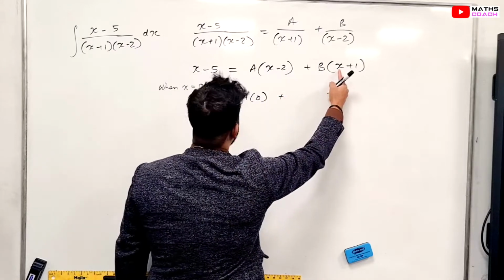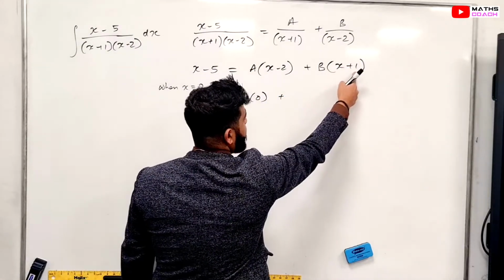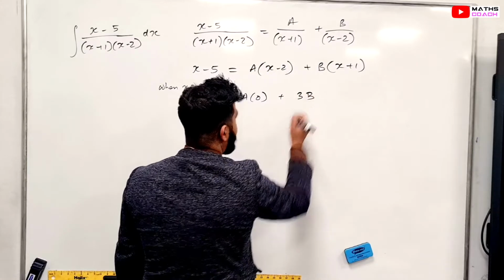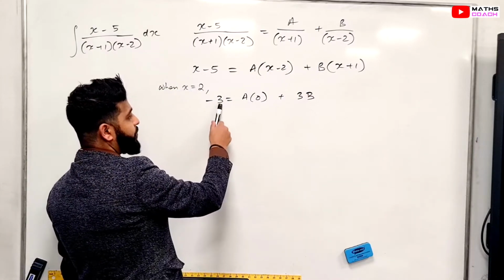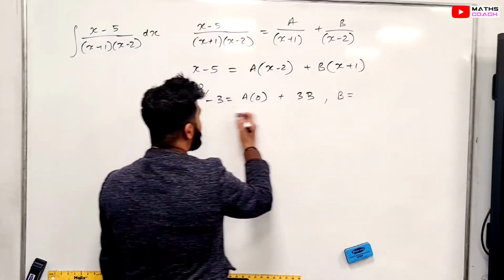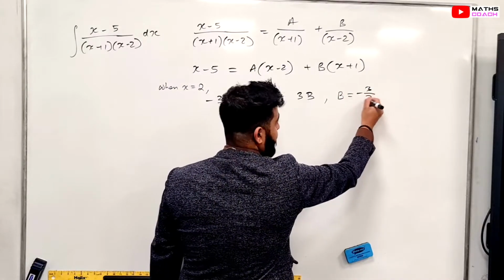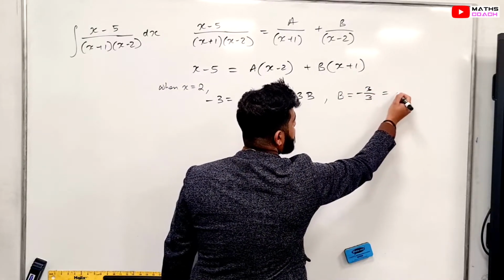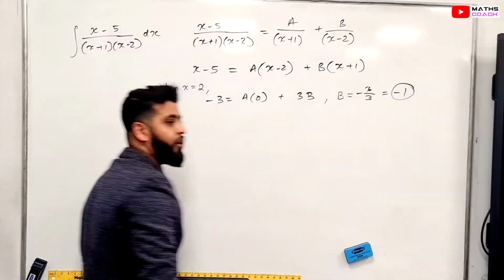What happens here? We have 2 for our x. So 2 plus 1 is 3. So we have 3b. So essentially, we have minus 3 is equal to 3b, which means that b would be equal to minus 3 over 3, so therefore equals minus 1. So that's our value of b.